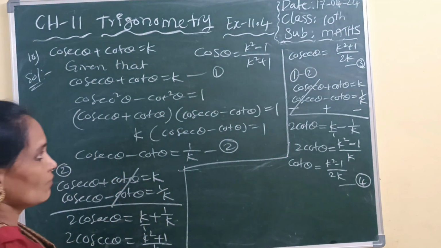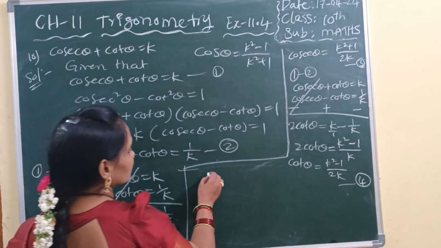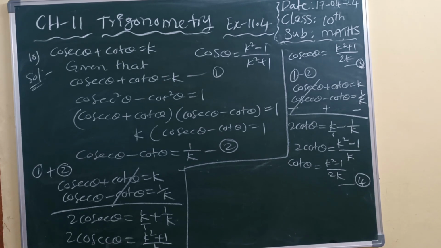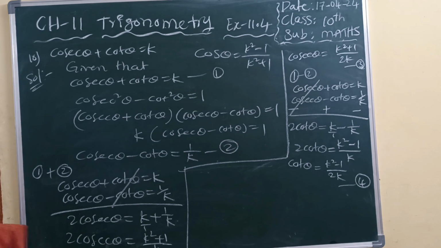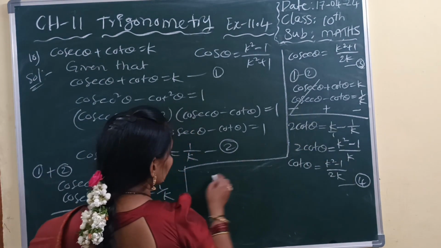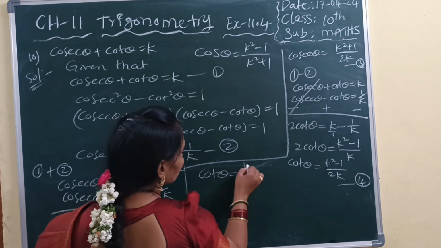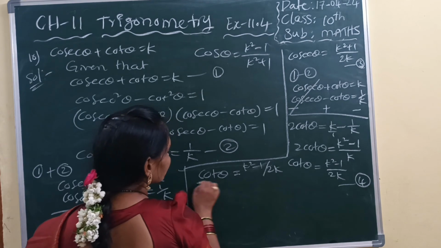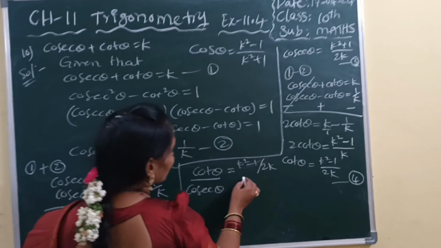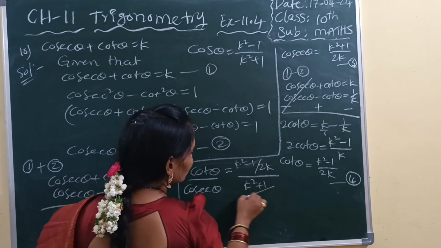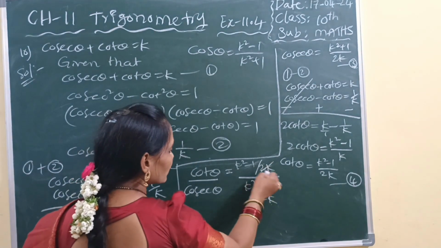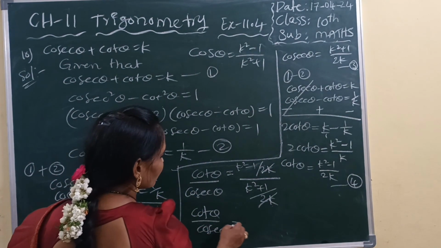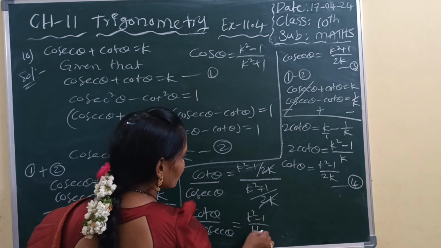Now, equation 4 by equation 3. Okay now? So, equation 4 by equation 3, you can take it and you will get the answer. So, cot theta by cosec theta is equal to k square minus 1 by 2k divided by k square plus 1 by 2k. Denominator same, 2k, 2k will get cancelled. So, cot theta by cosec theta, what will it come? k square minus 1 by k square plus 1.